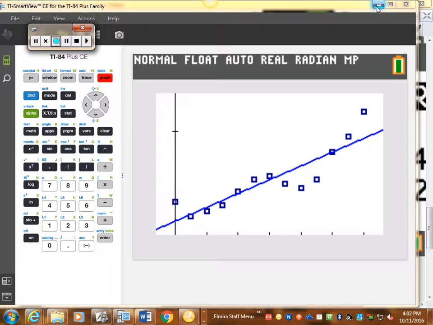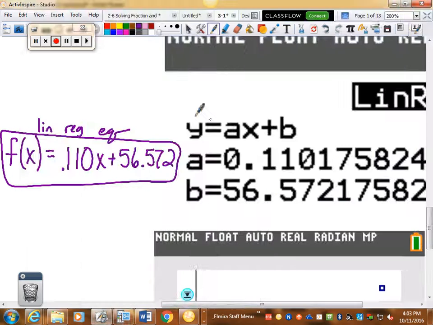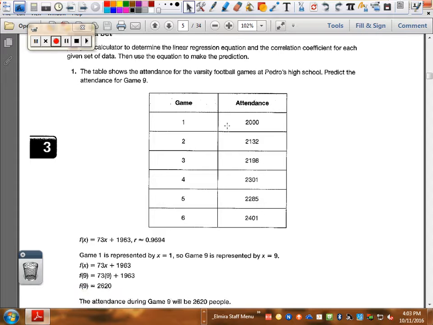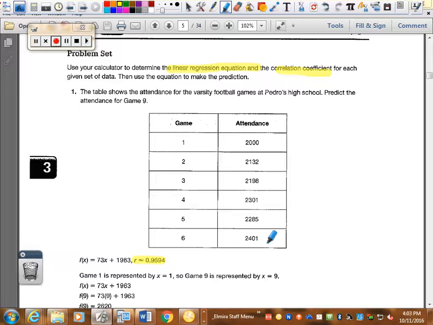Okay? So, as far as homework goes, this is what I want for homework. Obviously, do the vocabulary. However, the problem set says use your calculator to determine the linear regression equation, the correlation coefficient. Mrs. Andrews, we haven't talked about that. Yep, we'll talk about that tomorrow. Okay, that's this R thing down here. We'll talk about that tomorrow. And then the third thing is use the equation to make the prediction.